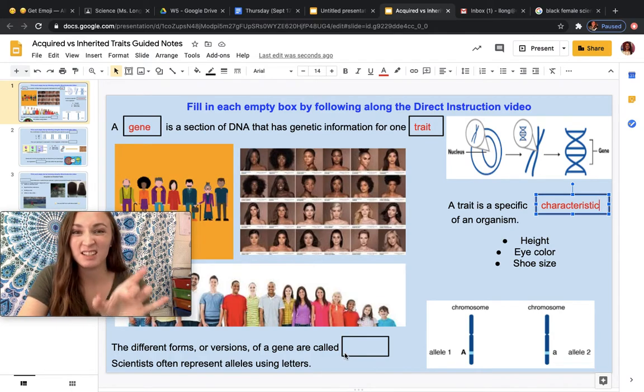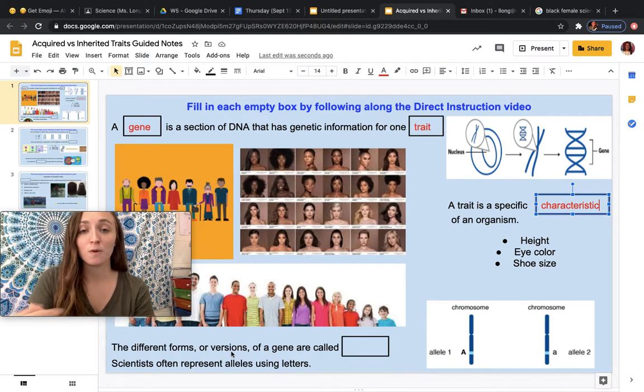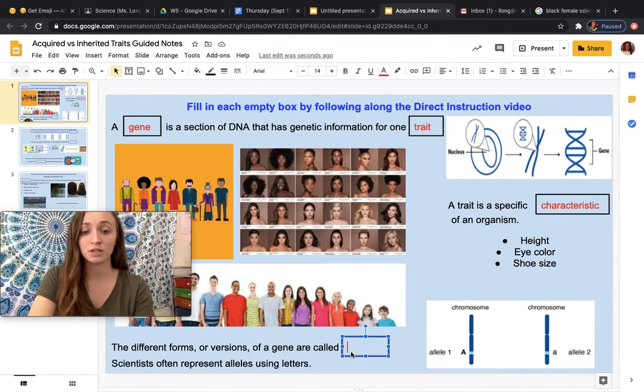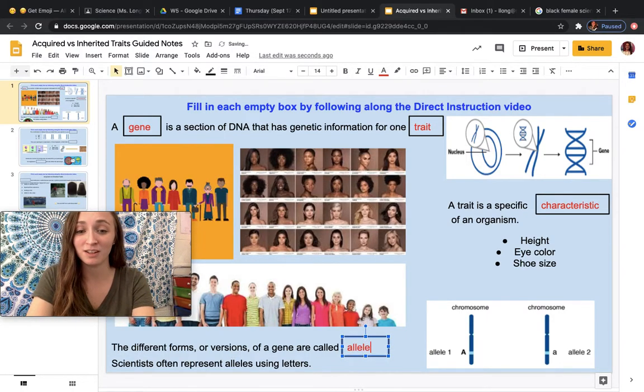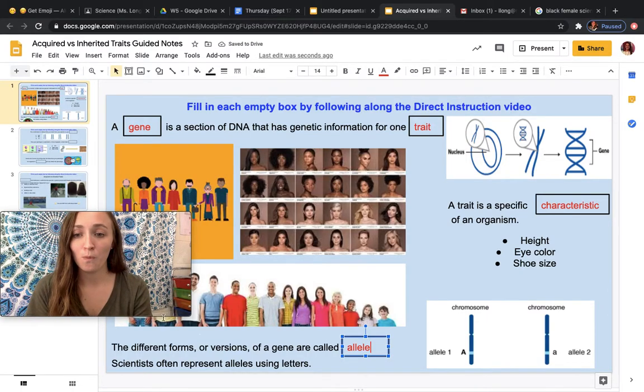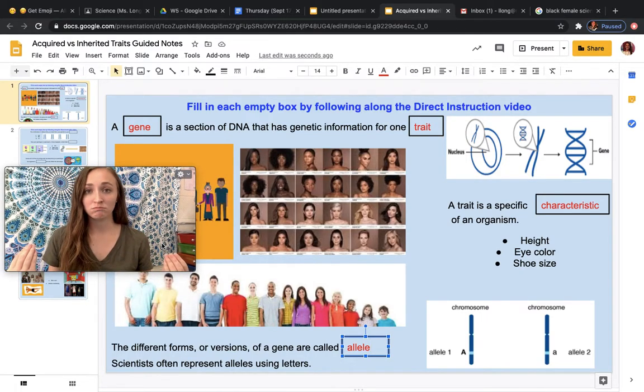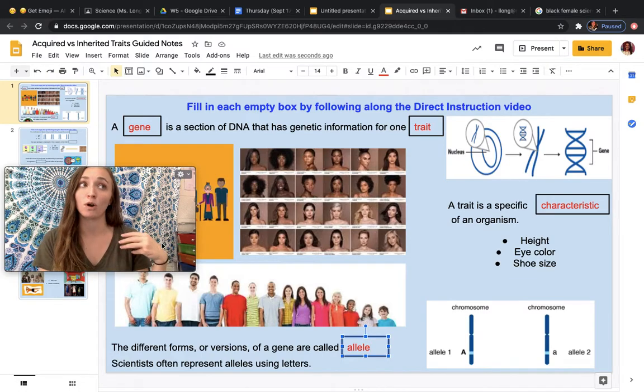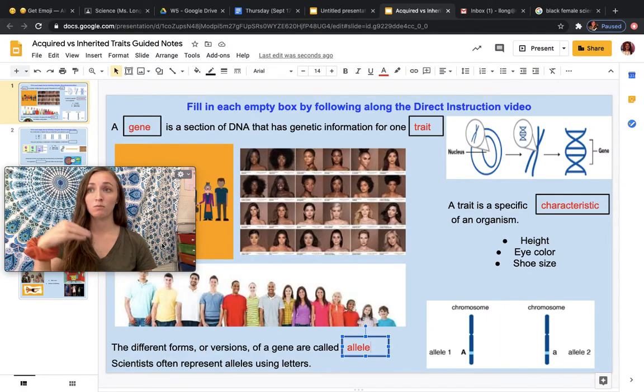So now let's actually get into some more stuff. The different forms or versions of a gene are called, this is kind of a tricky word, allele. Allele. So what does that mean? So you have your gene, and your gene is for hair color. Let's just say hair color. The different alleles or versions are going to be an allele for brown hair, or an allele for blonde hair, an allele for black hair, or maybe let's say it's eye color. You have an allele for blue eyes, an allele for brown eyes, an allele for green eyes. That's what an allele is.